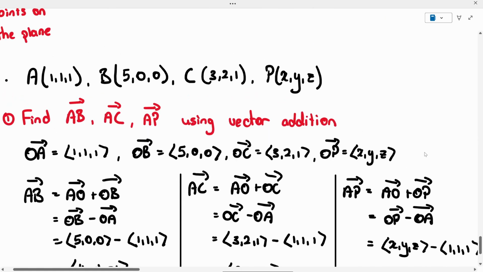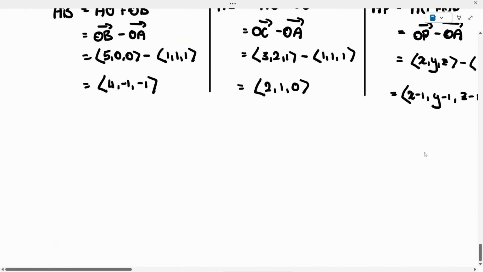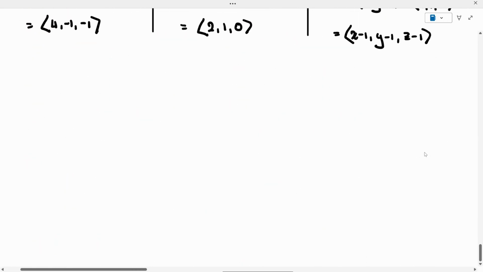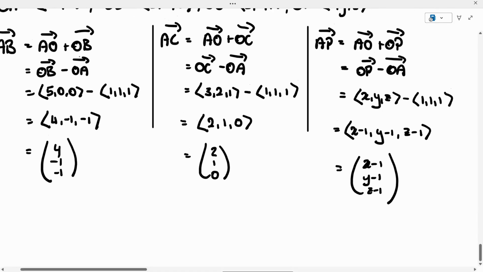Right. So we want to write now AP equal MAB plus NAC. So AP, I'm just gonna write it in column form so you all can see it a little bit more clearly, right? Because I don't want a long, long line going across the page. So let's put this in column form. So this is just 4, minus 1, minus 1, 2, 1, 0, x minus 1, y minus 1, z minus 1, right? I just take it and I put it vertically instead.